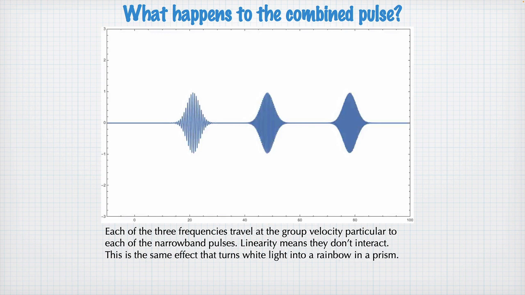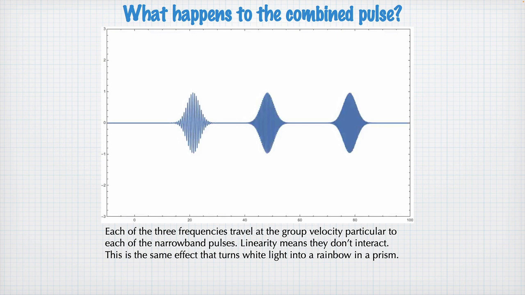This is also the same effect, by the way, that turns white light into a rainbow when you shine white light into a prism. So white light travelling in glass, the different colours, red, green, blue, have different refractive indices. The different refractive index means that each of those colours, those different frequencies, travel at different speeds in the glass, just like these frequencies here travelling at different speeds. In this case, we have three pulses of different frequency separating in time, or in space.